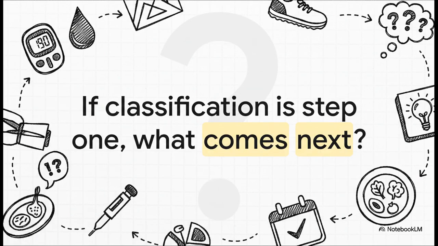So, we've seen that really understanding diabetes has to start with knowing exactly which type you're dealing with. It's step one. Which, of course, leaves us with one final question to chew on. Once you've got that part figured out, what really comes next? What does it take to manage the condition effectively? That's something to think about.